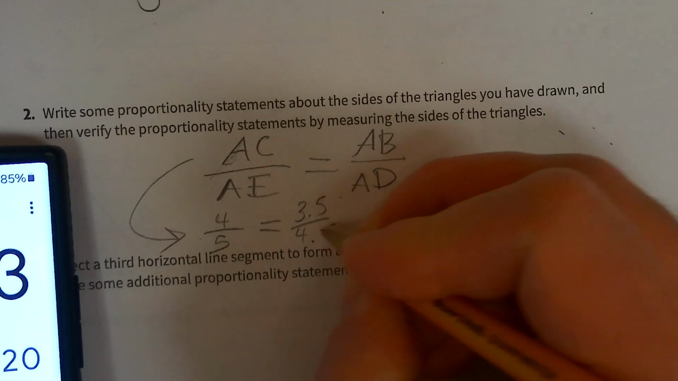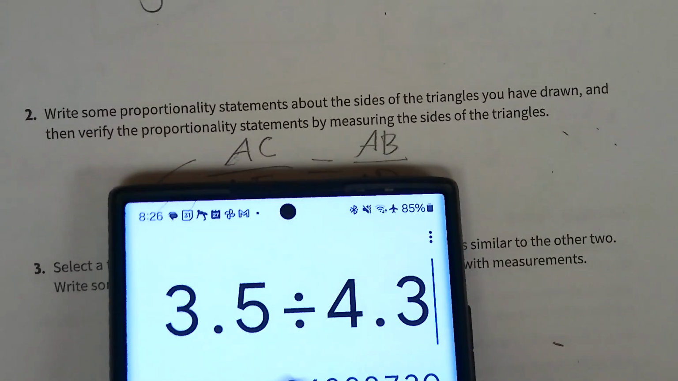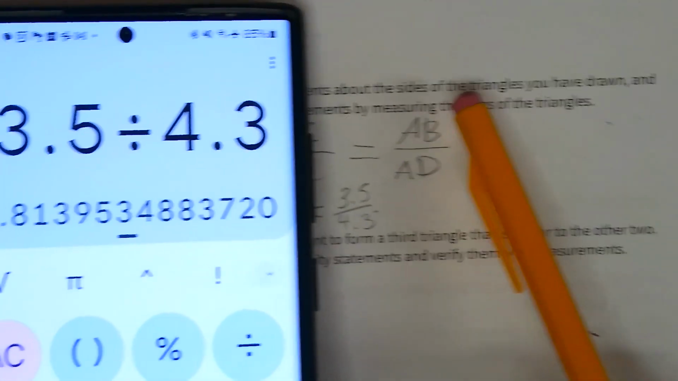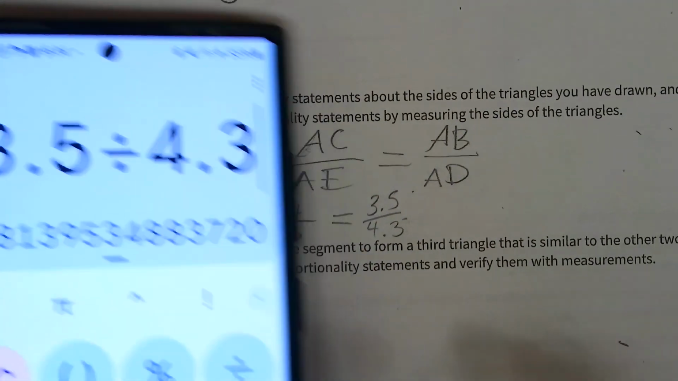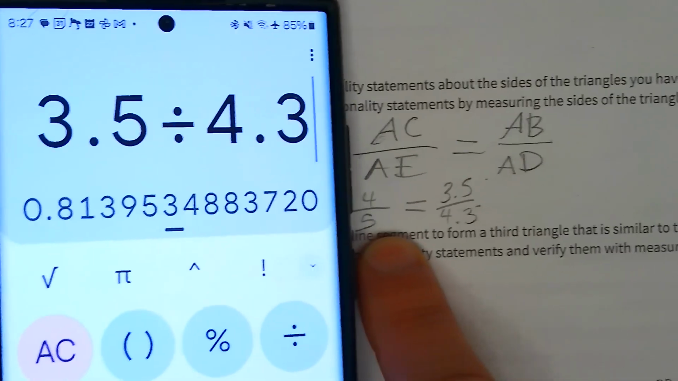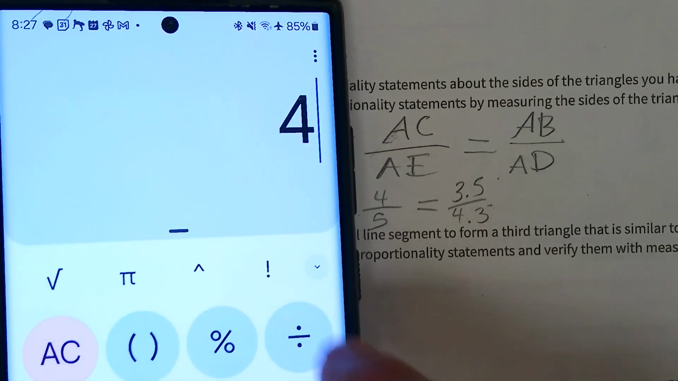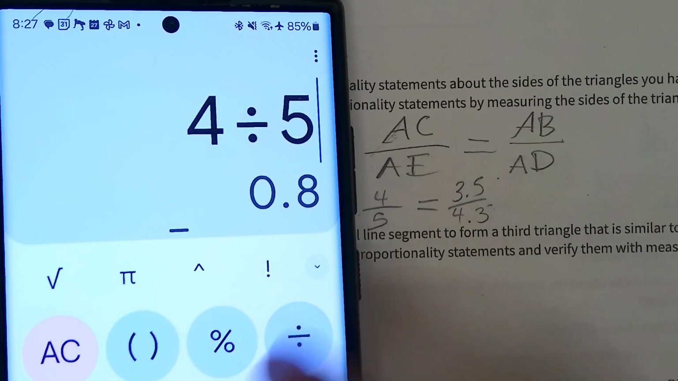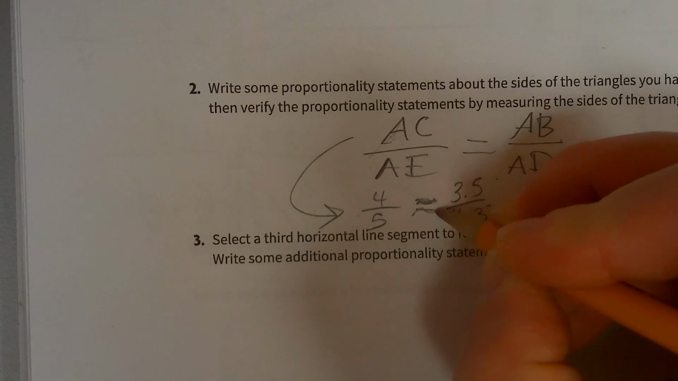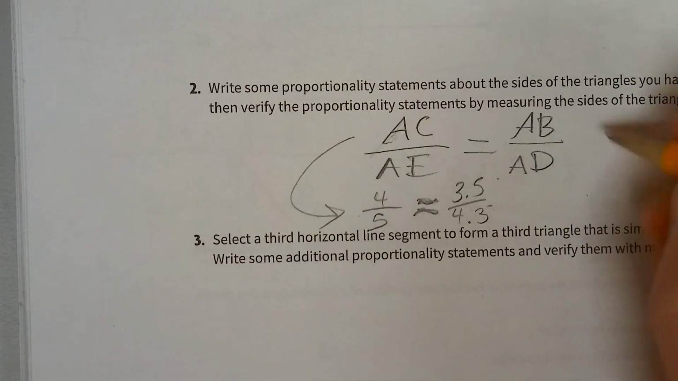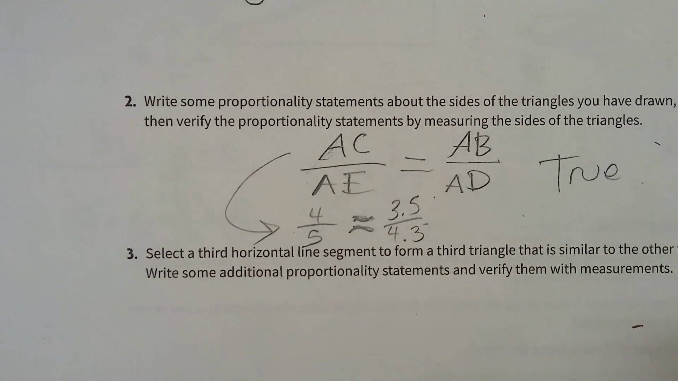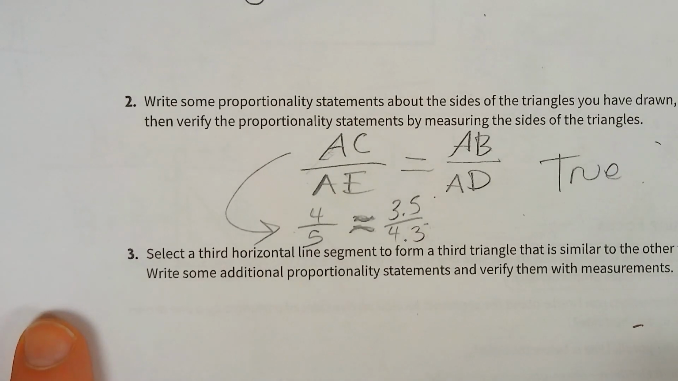I'm going to say this is closer to 4.3 because 3.5 divided by 4.3 is 0.81, but then it should be equal to this fraction, 4/5. 0.8. Oops, clear that again. 4 divided by 5. 0.8. So there, I'm going to chalk that up to measuring error, and we're going to say true. These proportionalities are true. Select a third horizontal line segment to form a third triangle that is similar to the other two.